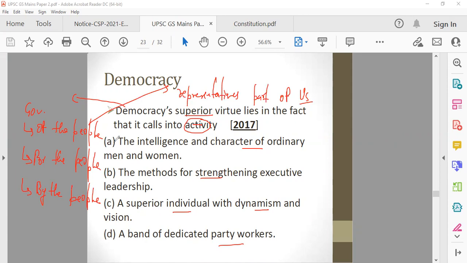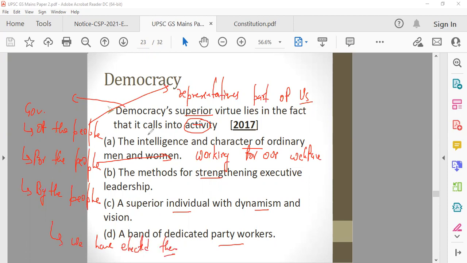and we have elected them. So government of the people means representatives, they are part of us. For the people means they're working for our welfare. And the last part is by the people. That means we have elected them. So do remember these words.